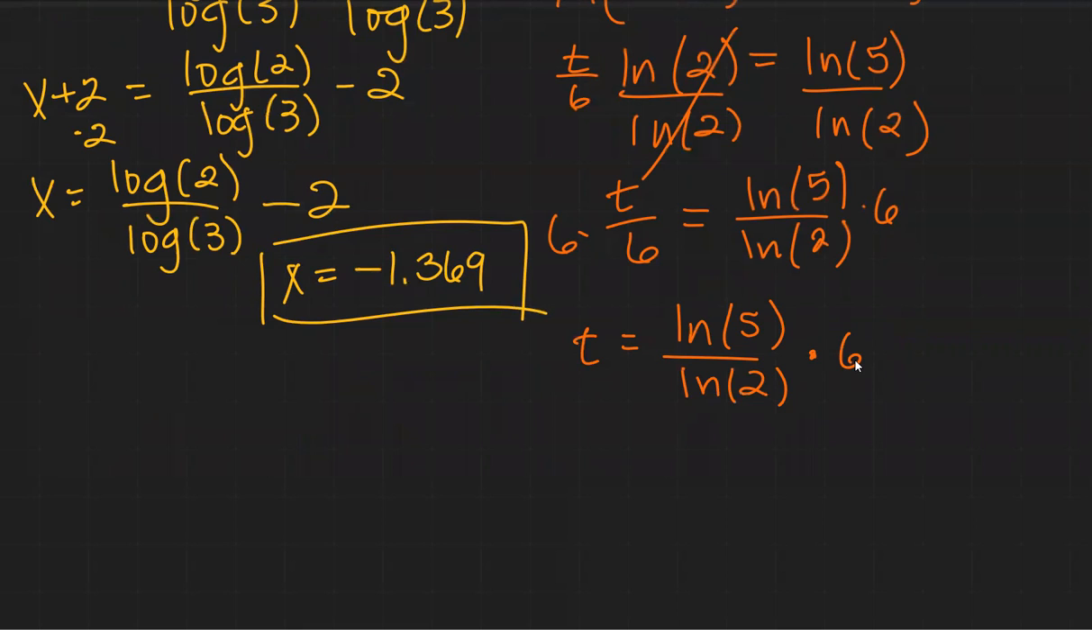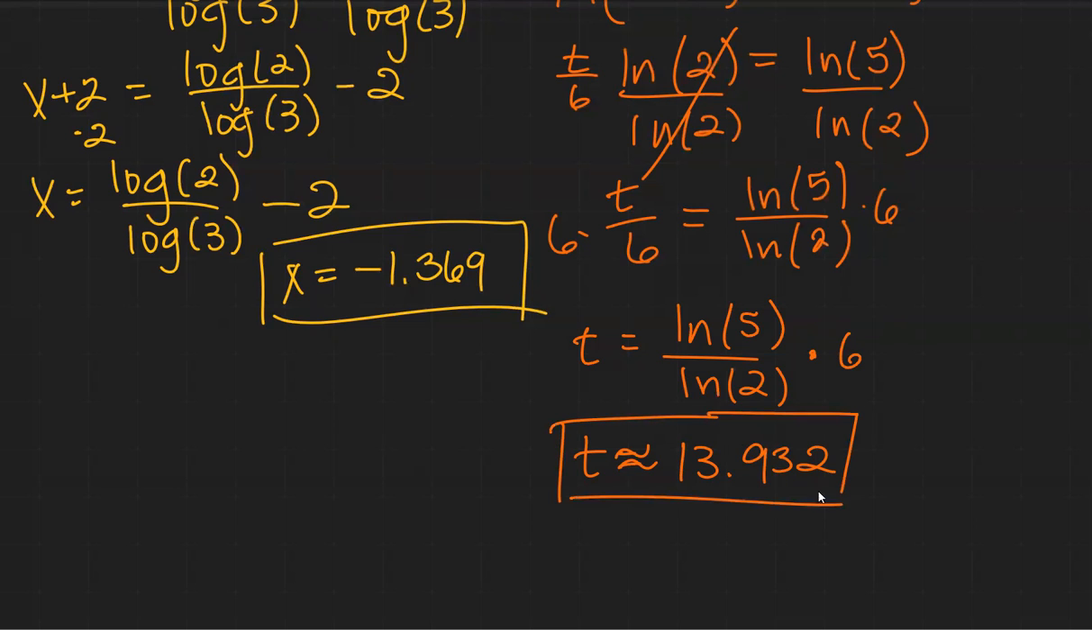Natural log of 5 divided by natural log of 2. That's 2.322. Multiply that by 6. We get t is approximately 13.932. Okay, cool. We got our answer.